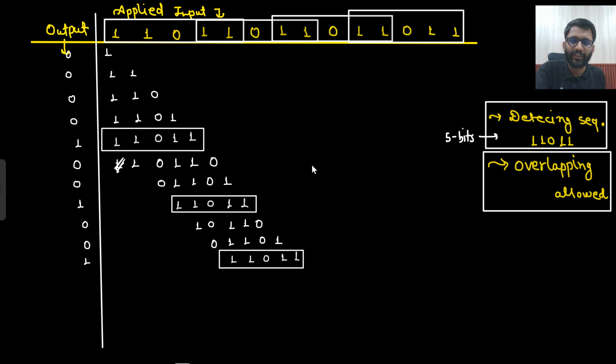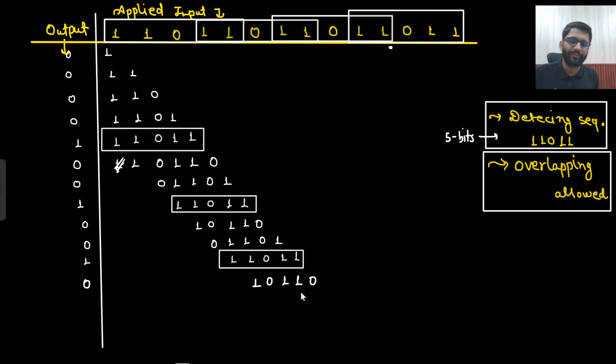So 1 1 0 1 1 is coming. Till this point we have reached. Okay, till what point we have reached? Till this point we have reached. Okay, 1 1 0 1 1. Now in the next cycle this will be cleared. So 1 0 1 1 and then 0 will come.